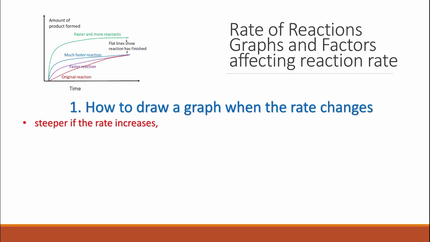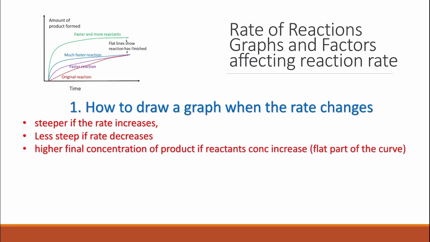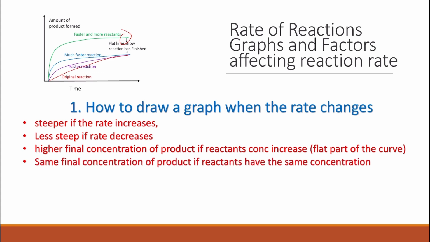So remember that the curve will be steeper if the rate increases and will be less steep if the rate decreases. Also, the final concentration of the product will be higher if we increase the concentration of the reactant. But if we keep the concentration of the reactant the same and we change other factors, then the curve will be either steeper or less steep, depending on whether the rate is going to increase or decrease, but the final concentration of the product will remain the same.